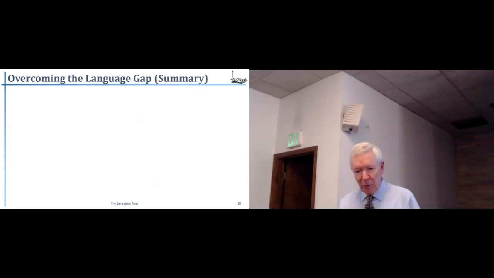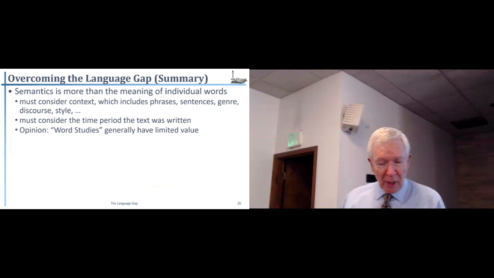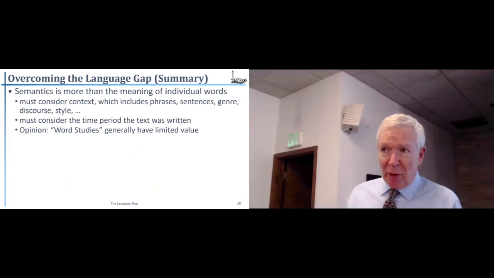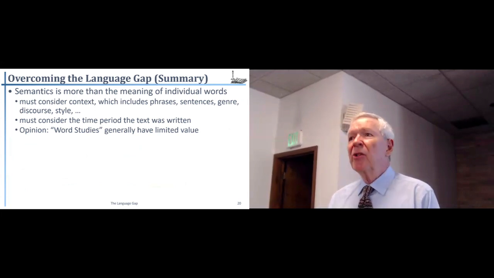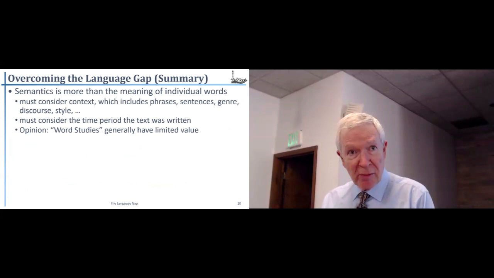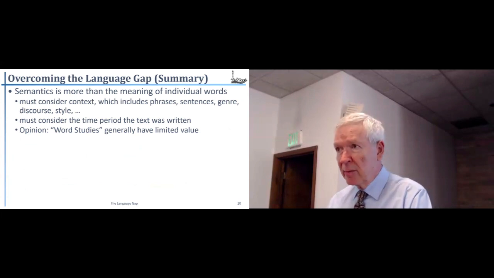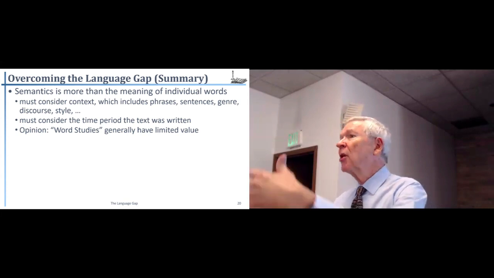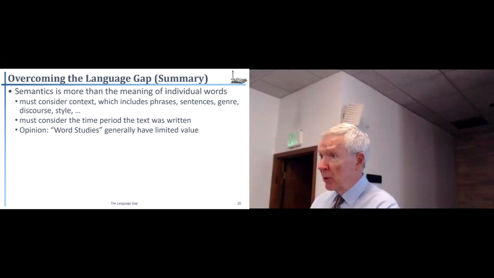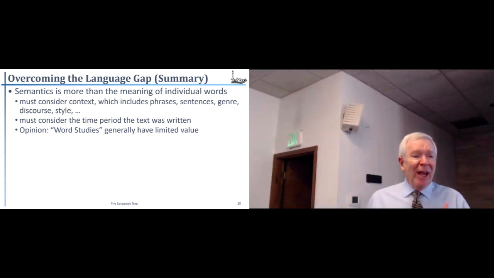So, brief summary. Semantics is more than just the individual words. Be aware of the context. And the context can be more than just the sentence it's in. It can be what came before it, what comes after it. All of that together is necessary for us to read it properly. And we have to consider the time period.